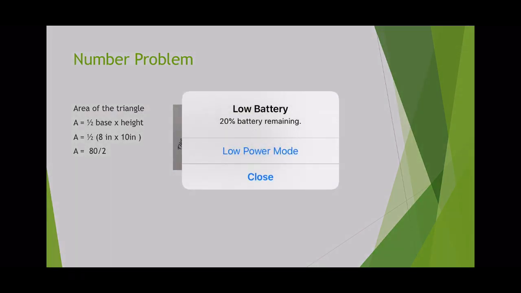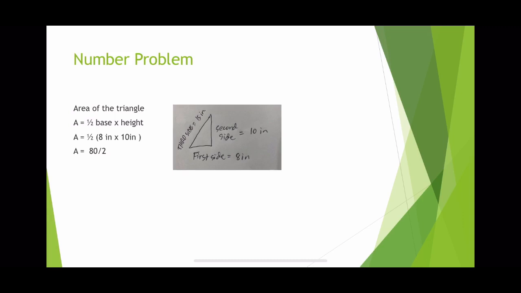So A is equal to 80 divided by 2. So 80 divided by 2, area is equal to 40 square inch. So that is the area of a triangle.